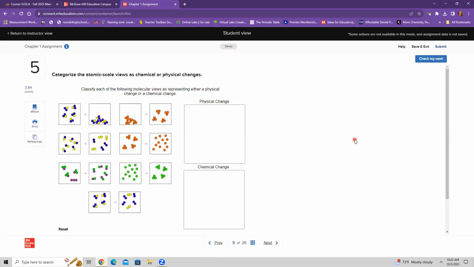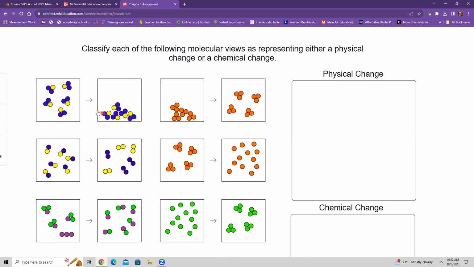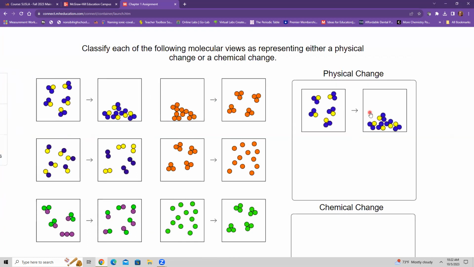All right, chemical or physical changes. Okay, this one's a little different. You got to make sure that when you're looking at it, it hasn't changed. I mean, it has changed in state, obviously, because this was a gas and this is a liquid. So that's a physical change, right? This one, same physical change, right? This one, you can see there's a difference. Now here you have a blue and a yellow, and here the blue and the yellows are separated. So that's a chemical change.